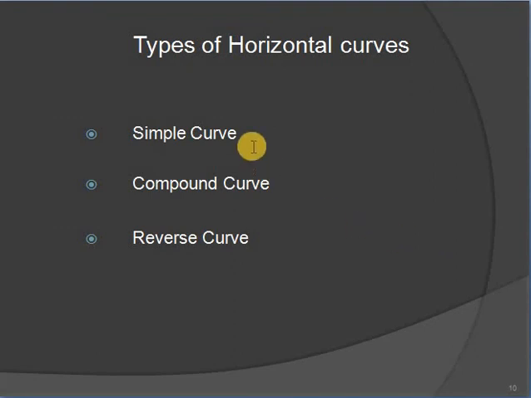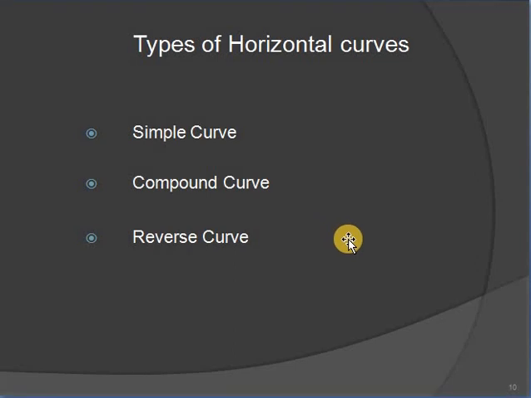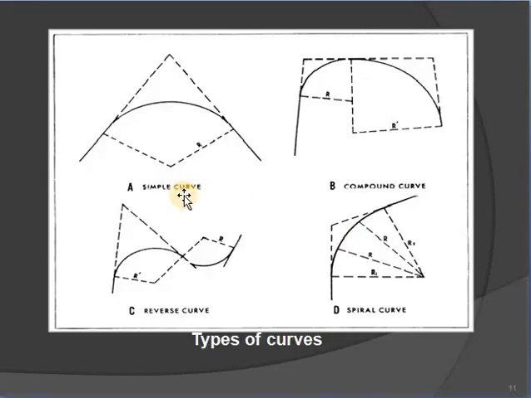Types of horizontal curves. In horizontal curves, we have different types. The first one is the simple curve, the second is the compound curve, and the third is the reverse curve. Let us see these diagrams. First you can see a simple curve. This is the road direction and this is the road. These two roads are interconnecting here, so in order to approach the change, we take a curved line. This is nothing but a simple curve.